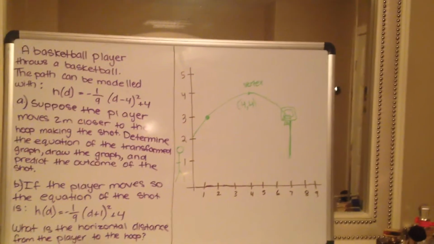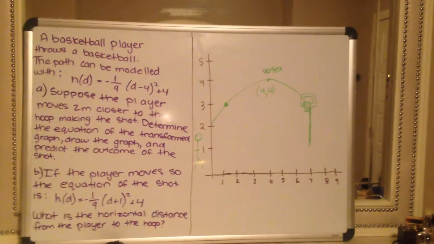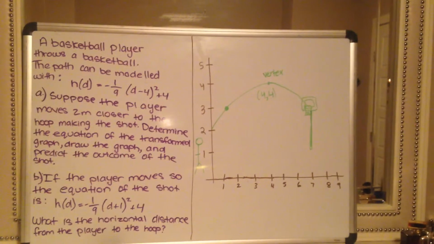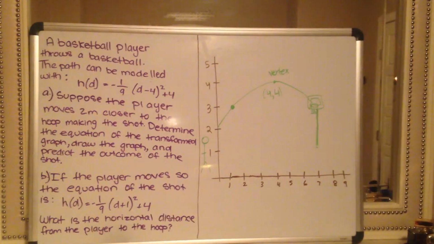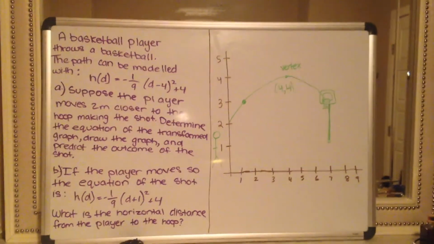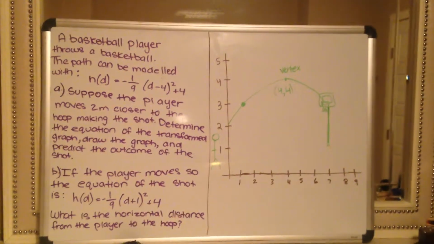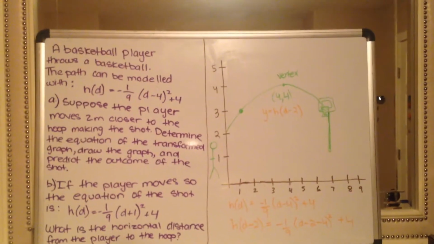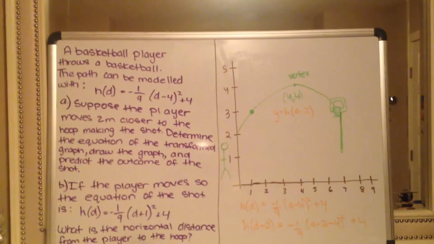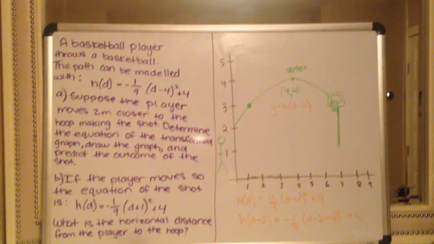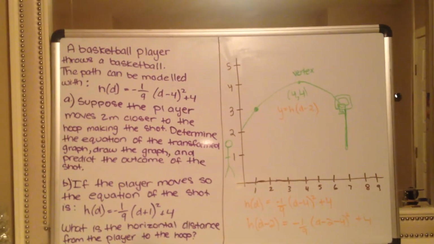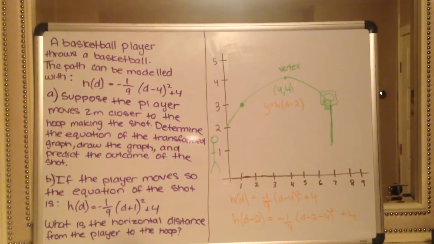The graph of the equation is shown. The vertex of this graph is at 4, 4. When we apply transformation to a parabola, it is helpful to look at the vertex rather than the player or the ball. If the player moves 2 meters closer to the hoop, then the transformation equation is y equals h of d minus 2. Then we plugged in d minus 2 as the input of the original function.